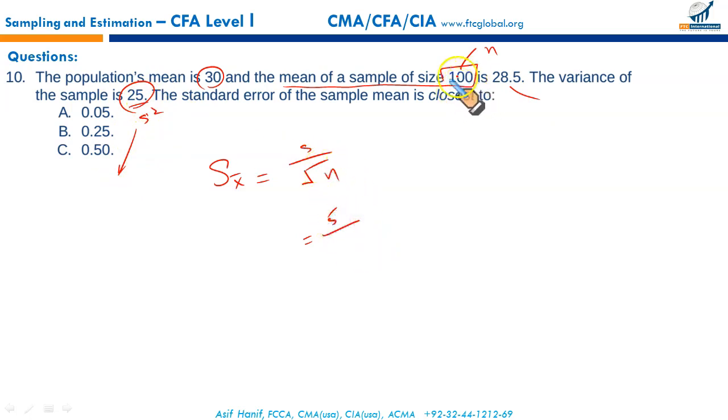And how many samples are there? The sample size is 100, in the square root. So it's going to be 5 by 10, and that's 0.5. So you look for this. This is variance, not the standard deviation of the sample. So you need to take the square root. So that gives you 0.5.